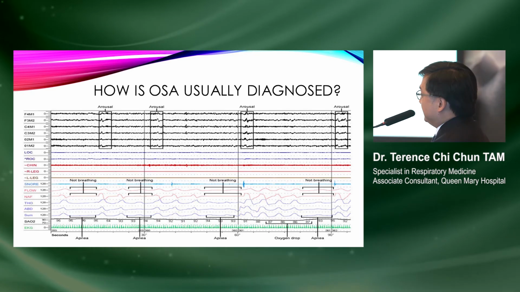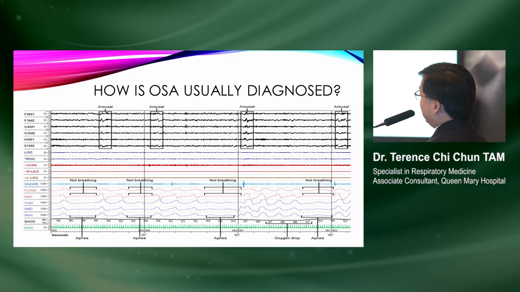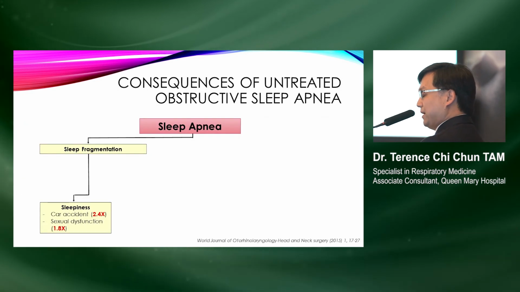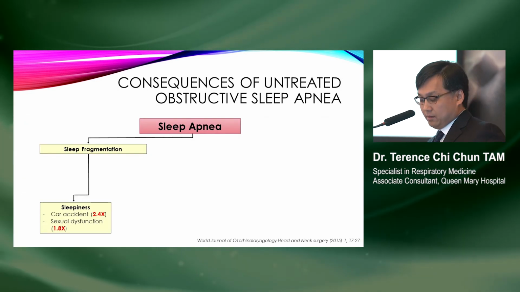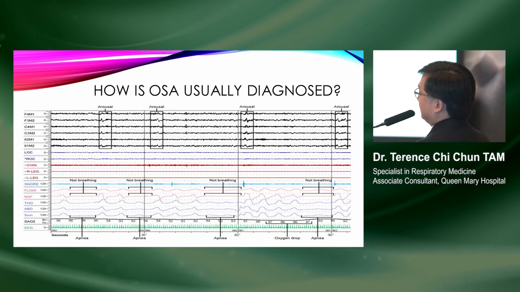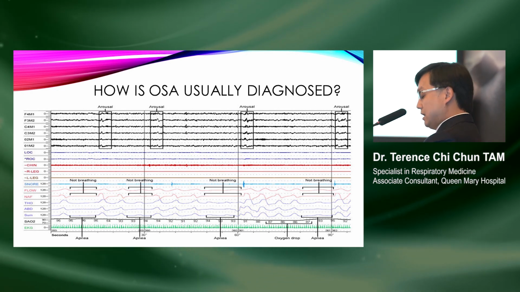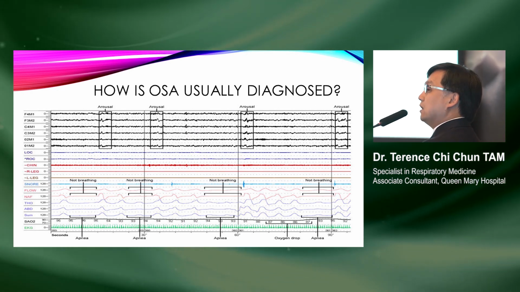Ultimately, obstructive sleep apnea is diagnosed by polysomnography. This is a tracing of a typical polysomnography. No need to know the detail, but ultimately, I think this gives a pretty good idea to the audience of the pathophysiology involved.